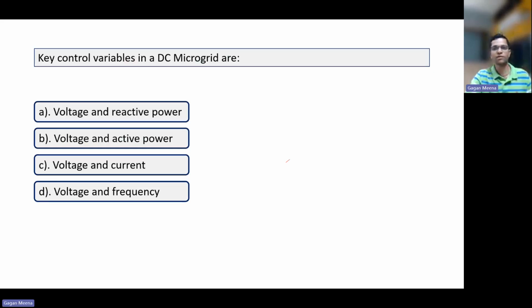Okay, let us now move to the questions for today. The first question is: what are the key control variables in a DC microgrid? Remember, this is a DC microgrid, not an AC microgrid. We have discussed the key control variables for AC microgrid earlier, and we discussed four key control variables required for AC microgrid. What are those? Voltage, frequency, active power, and reactive power, right? P and Q. These are the four key control variables.